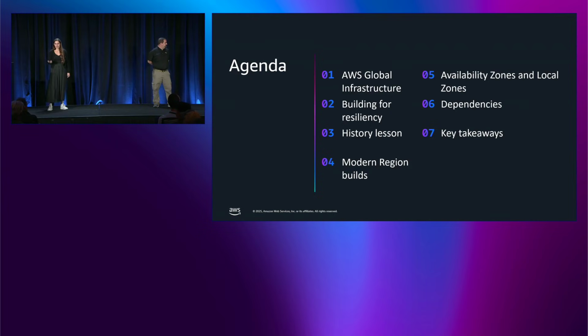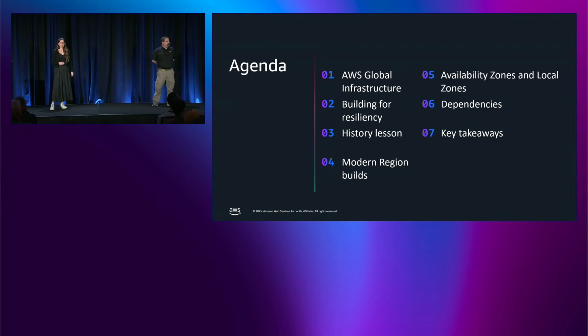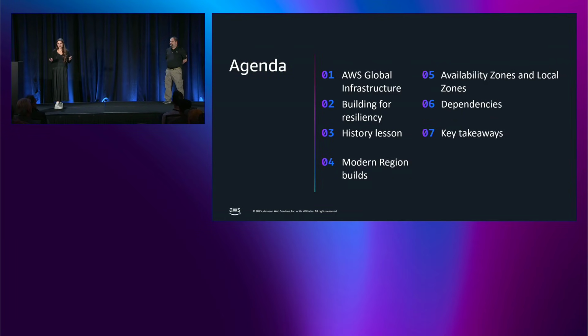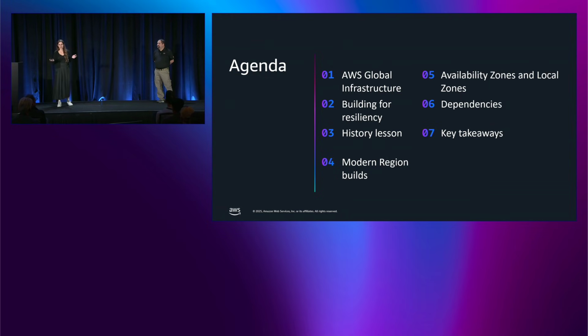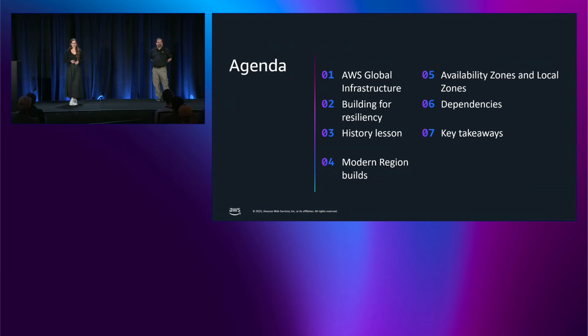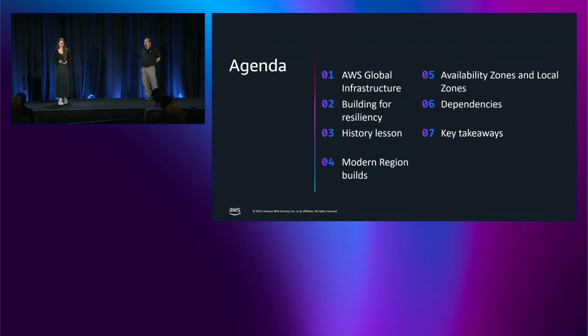So before we kick it off, let's do a quick overview on what we're actually going to be talking about today. We'll start with a very quick recap on AWS global infrastructure concepts. We'll talk about how we build for resiliency and how you can do the same. We'll take you on a journey back in time on how we used to do builds, and then transition to how we do things today, because things have changed a lot in the past decade. We'll then talk about availability zones and local zones, and then talk in a lot more detail on dependencies, since those are the primary problem when it comes to builds. And then we'll leave you with some key takeaways.